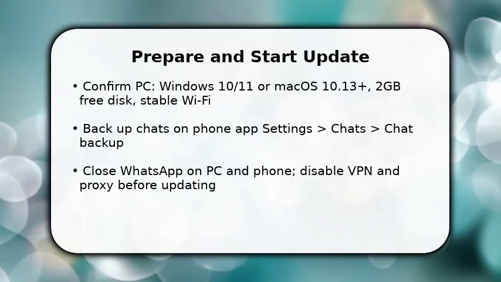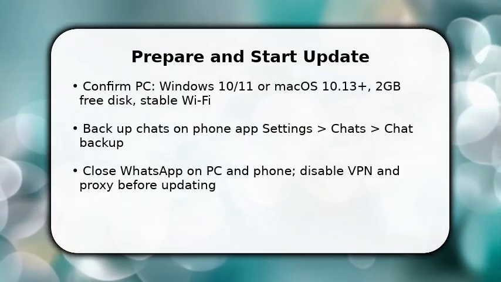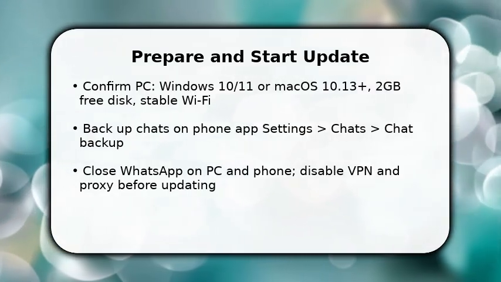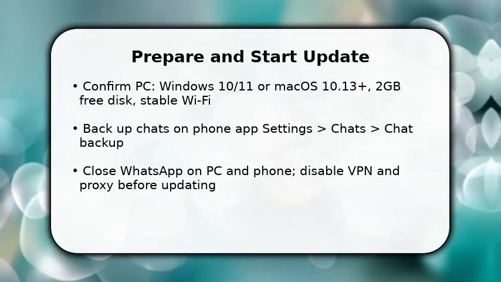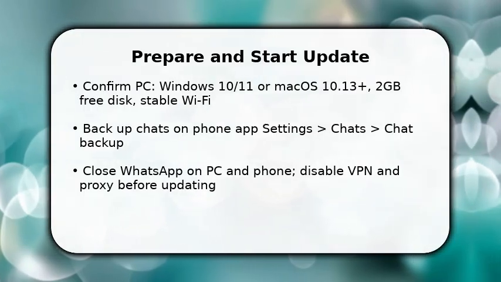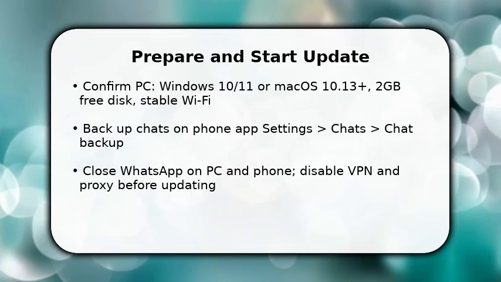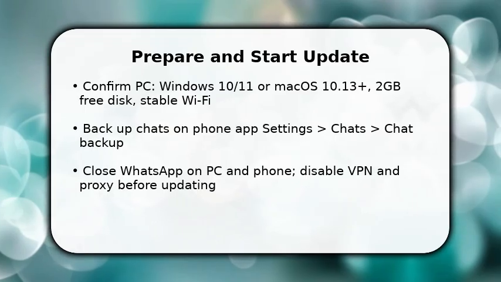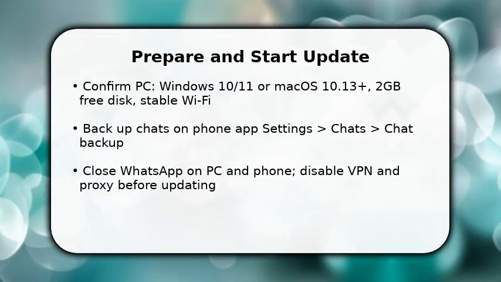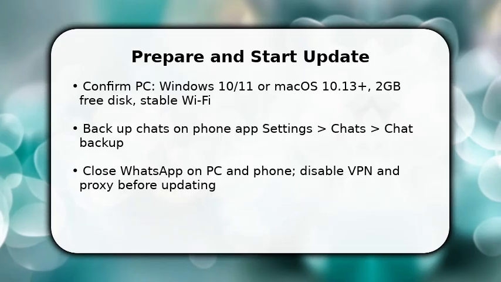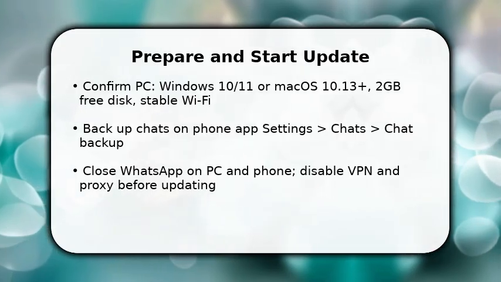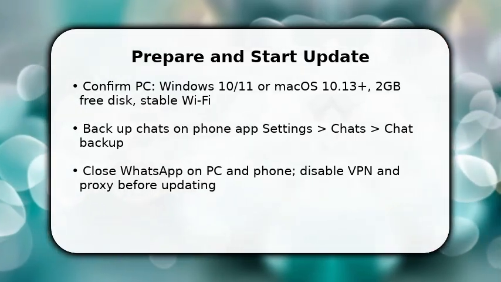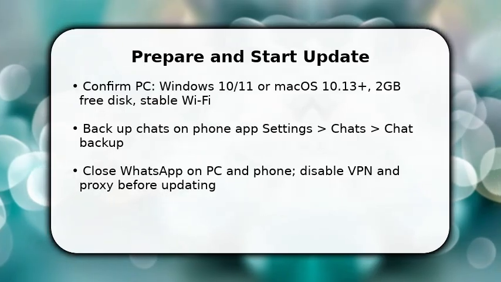You begin by confirming system compatibility and backing up chats on your phone. This prevents data loss. Once done, close WhatsApp on both PC and phone so the installer can replace files cleanly. Make sure you have a stable Wi-Fi connection and at least 2 GB free disk space because the download and temporary files need room. Also disable VPN or proxies temporarily. They often block the update process.